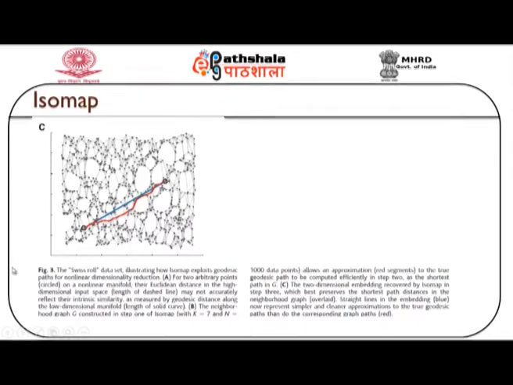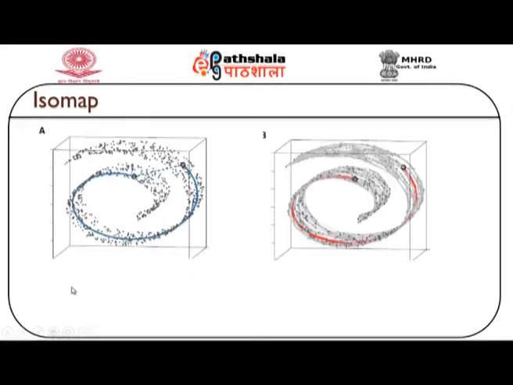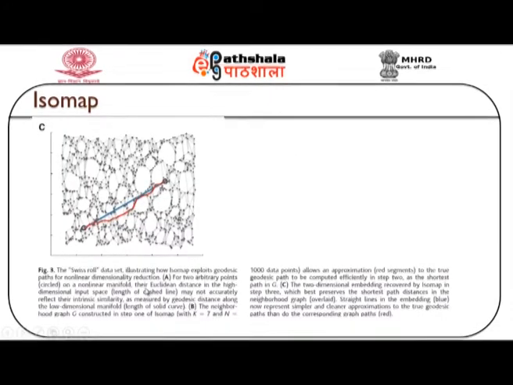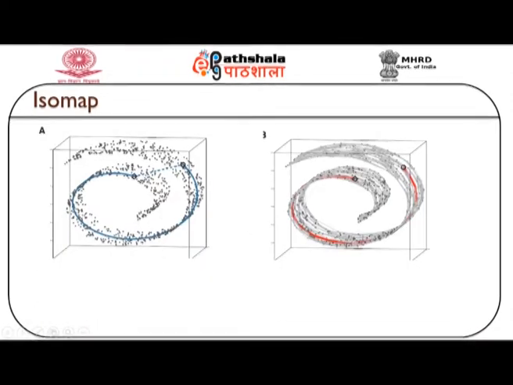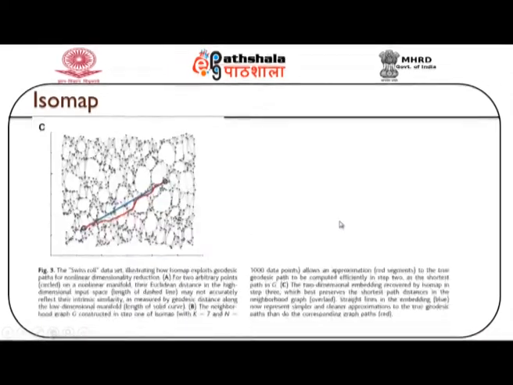If you look at figure A, it shows 2 arbitrary points circled on a nonlinear manifold. Here are the 2 points seen on the nonlinear manifold, and the Euclidean distance in the high dimensional input space may not accurately reflect the intrinsic similarity. Whereas in figure B, these are the 2 points. The neighborhood graph constructed in step 1 of the isomap allows an approximation to the true geodesic path to be computed efficiently in step 2 as the shortest path in G.